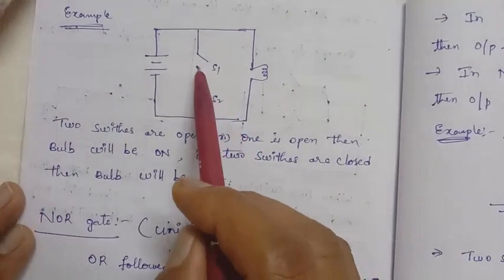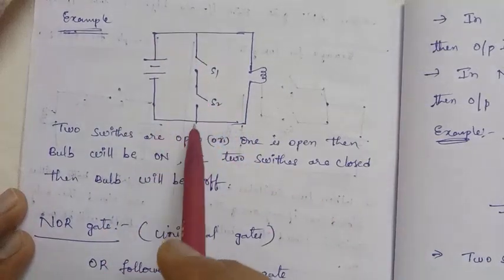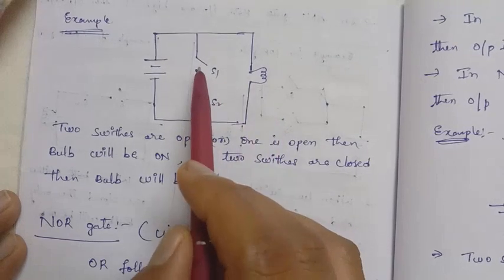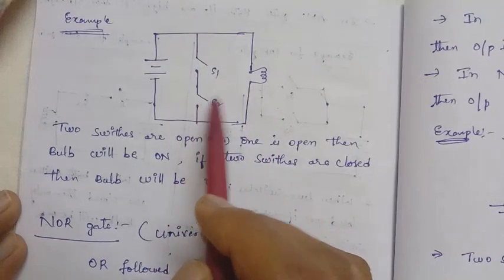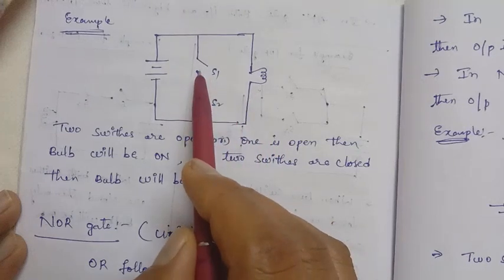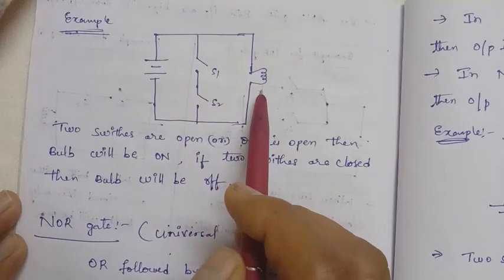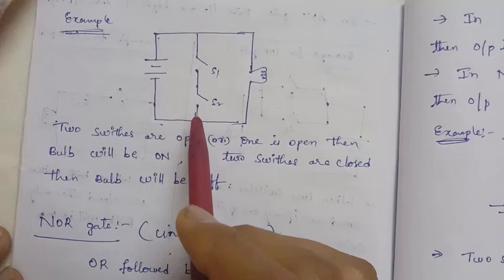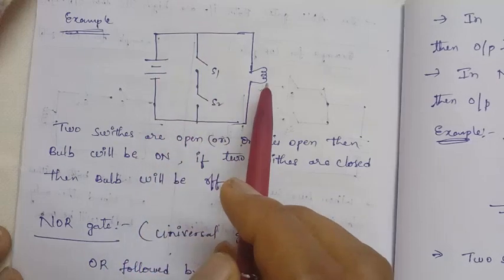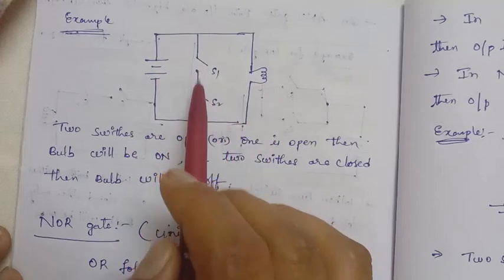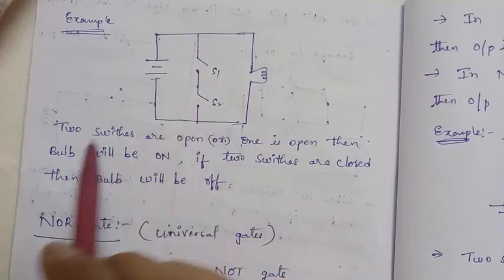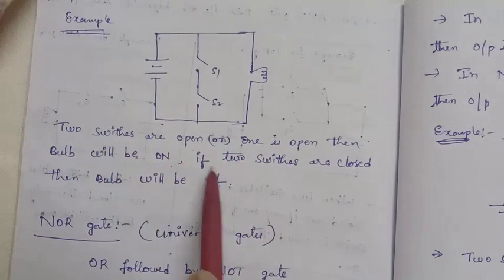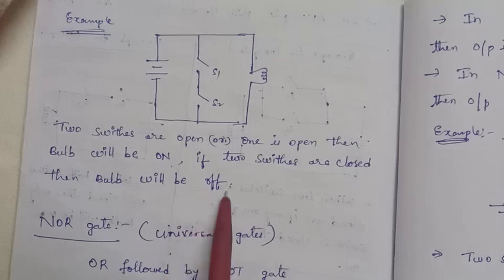Okay, if suppose it will be open, then there will not form a short circuit, so then the bulb will be on. If it will be closed, the bulb will be on. Only when both the switches are closed will it become a short circuit, then the bulb will be off. So if two switches are open or one is open, then the bulb will be on. If two switches are closed, then the bulb will be off.